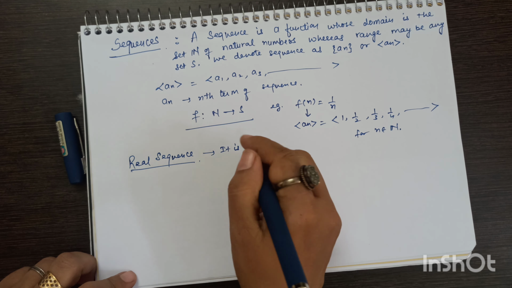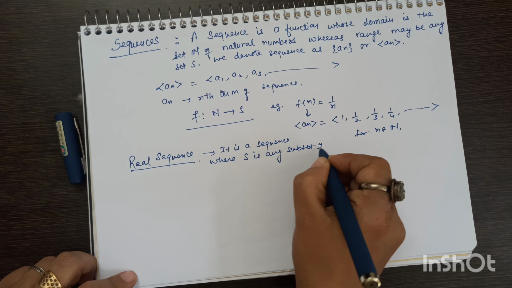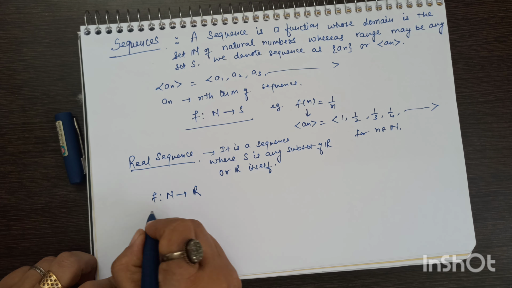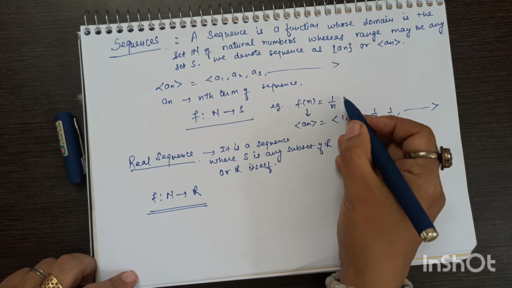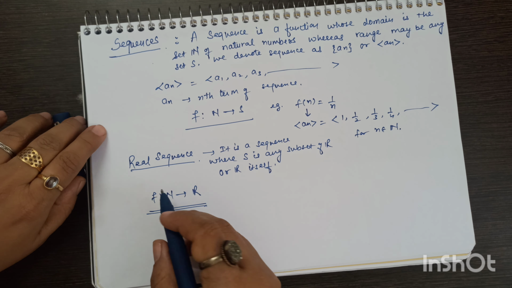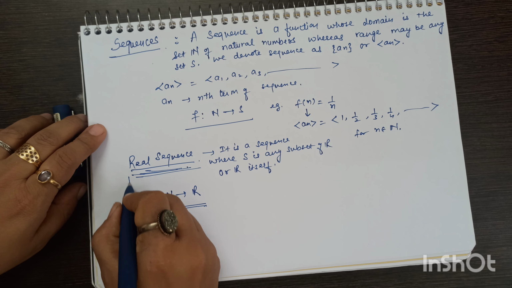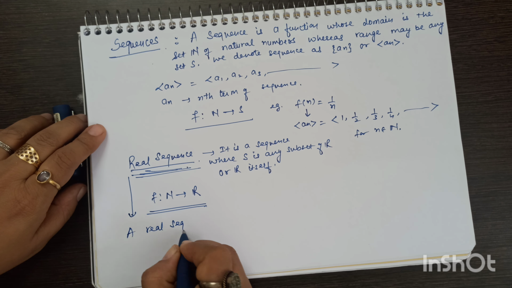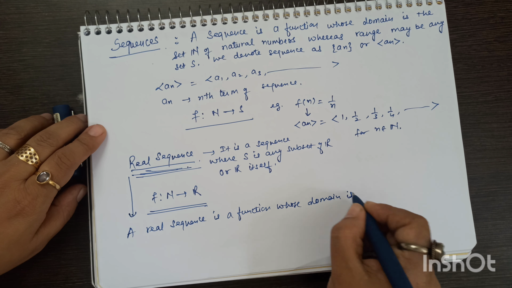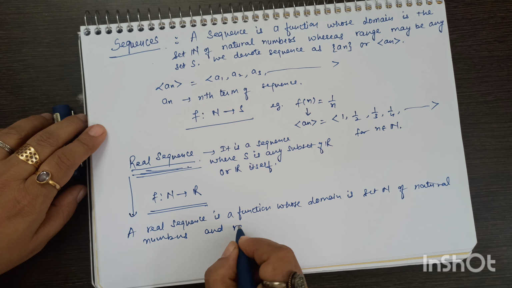I'll be substituting natural numbers, so I'll be getting the values as 1, 1 by 2, 1 by 3 and so on. A real sequence is a sequence where S is a subset of real numbers or the real numbers itself. So we are confined to real sequences only in real analysis. So f is defined here from N to R. The values will be substituted from the set of natural numbers and the answers will be only real numbers. As in the example I have written above, 1 by n is a real sequence.